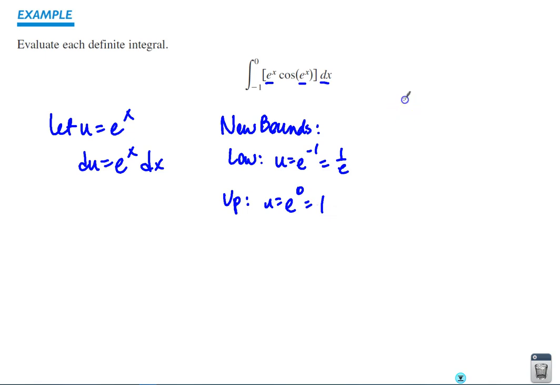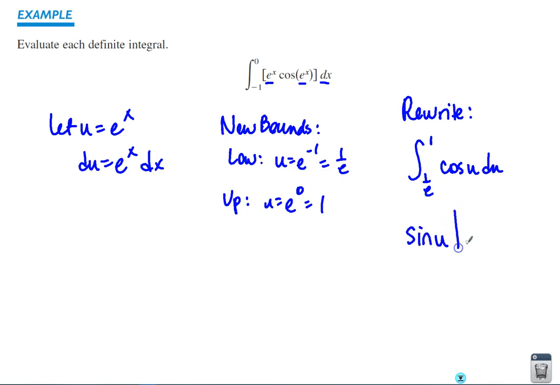Okay, so when I go to rewrite, I'm going to have the integral from 1 over e to 1 of the cosine of u du. Did I get everything? Yep, I think I did. Antiderivative of cosine is sine, so I've got sine of u from 1 over e to 1. So this just becomes the sine of 1 minus the sine of 1 over e.